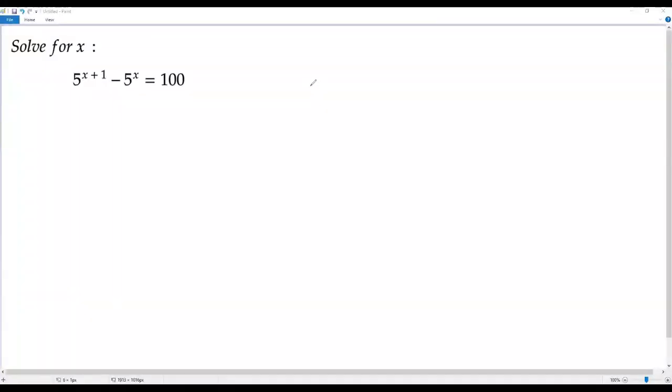Here we have an exponential equation and we have to solve for x in the given exponential equation. Okay, so before I do the first step in this problem, what I'm going to do is consider the product rule of exponents.